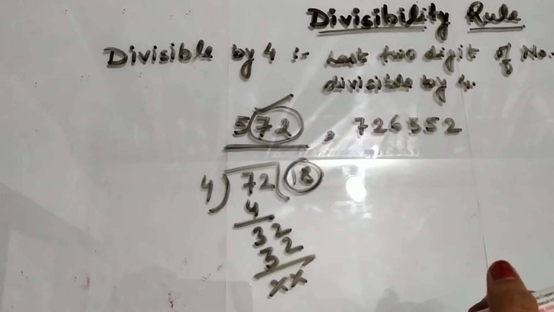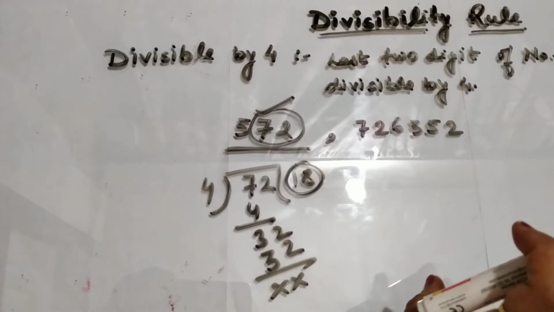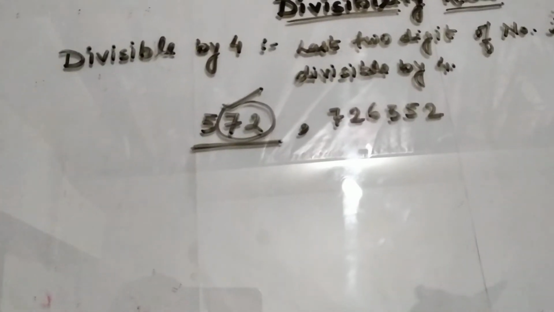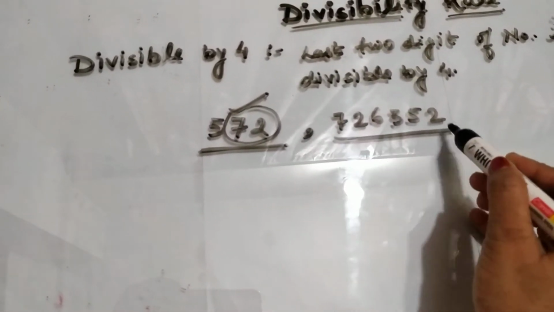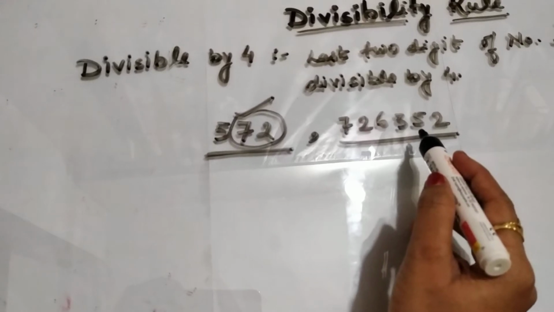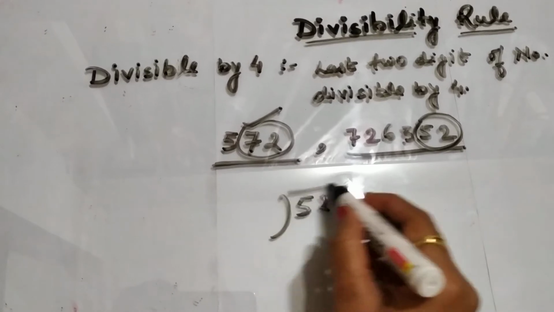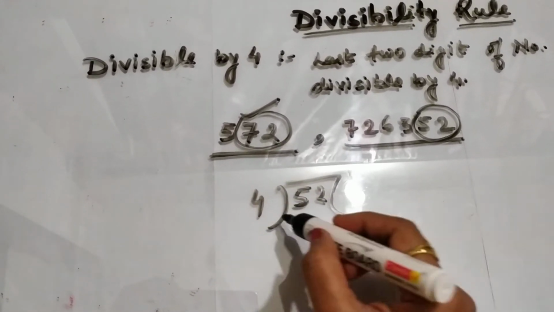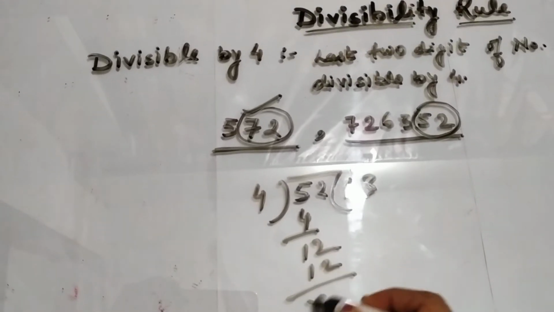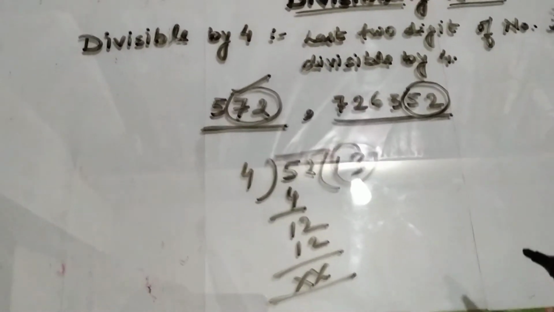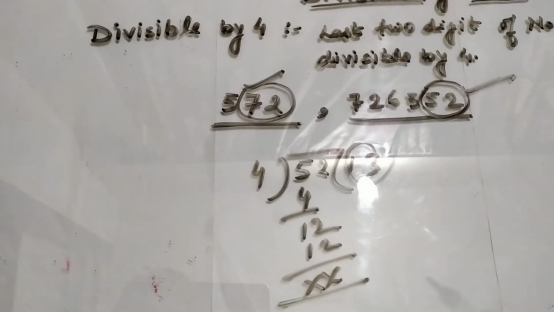Divisibility means there is no remainder. No remainder means the remainder is 0. Now we check this other number. The last two digits are 52. Now we check whether 52 is divisible by 4 or not. 4 times 13 is 52. Yes, it is also fully divisible by 4. So both numbers are divisible by 4.